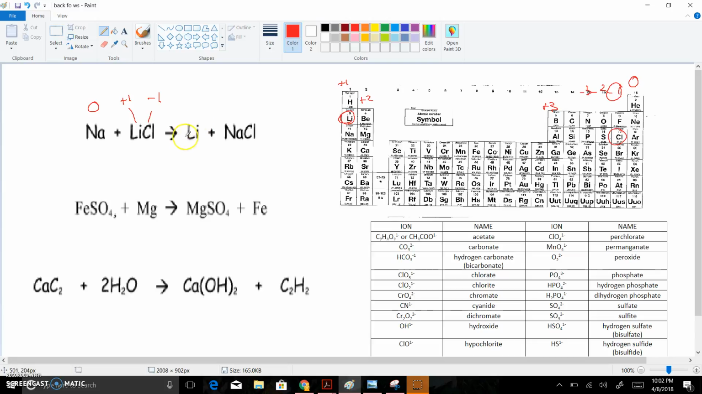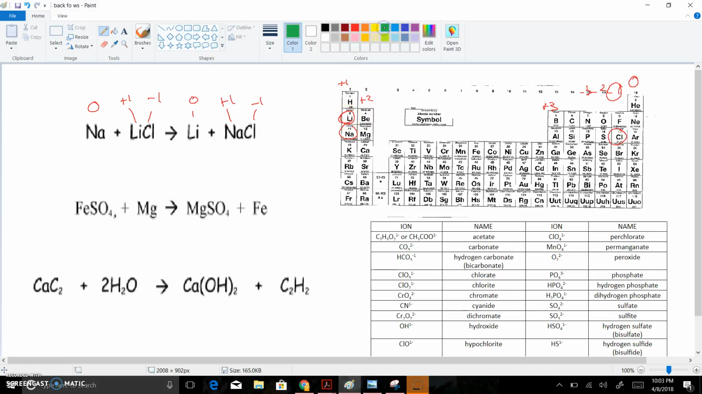Going on to the next one. Lithium is all by himself, nothing around him. His oxidation number is 0. NaCl, once again, I like to go to the negative. Cl is a -1, which means Na has to be that +1. And I can double check that by looking and seeing that Na is down that +1 column also.